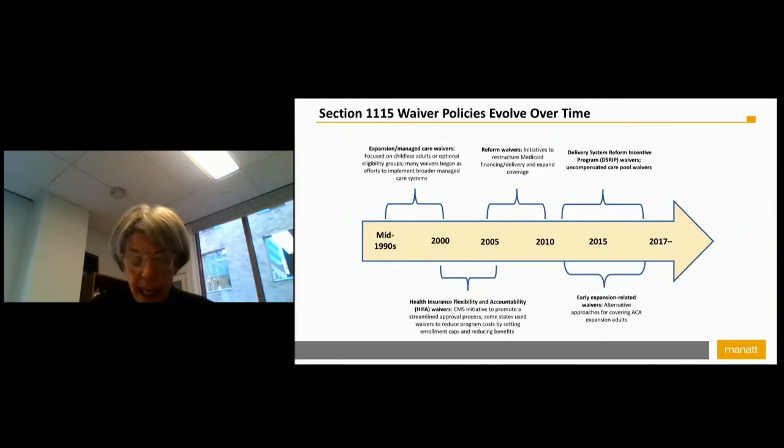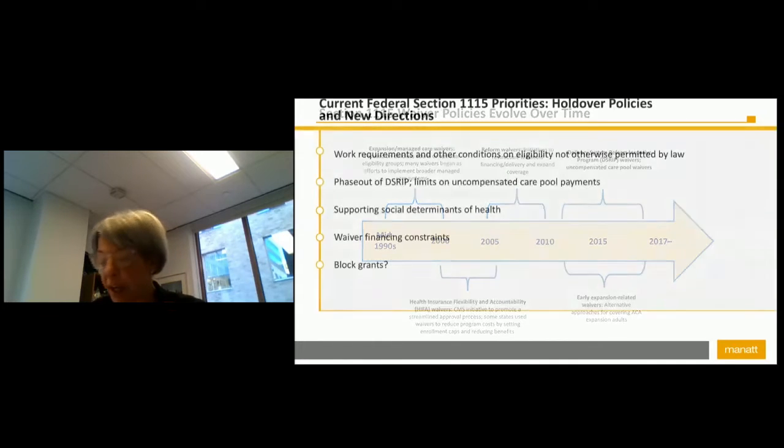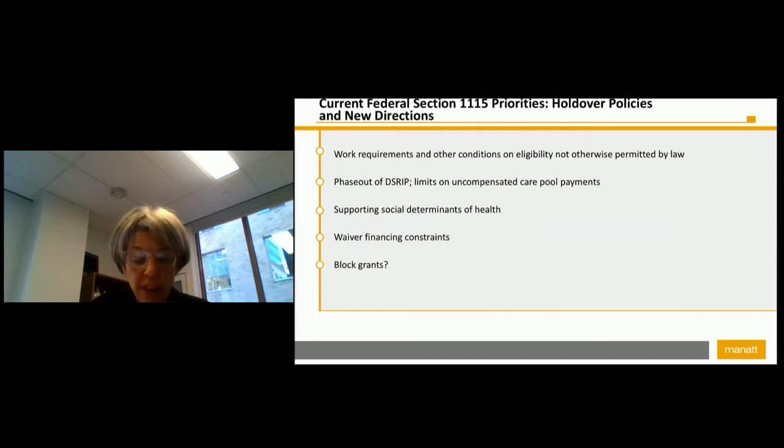So let me talk a little bit before I end about where we are now on federal priorities for 1115 waivers. You'll see that some of the policies that we see implemented in 1115 waivers through the current administration are what I think of as holdover policies, ones that are not inconsistent with policies that the previous administration or maybe several administrations have had, and some are new.